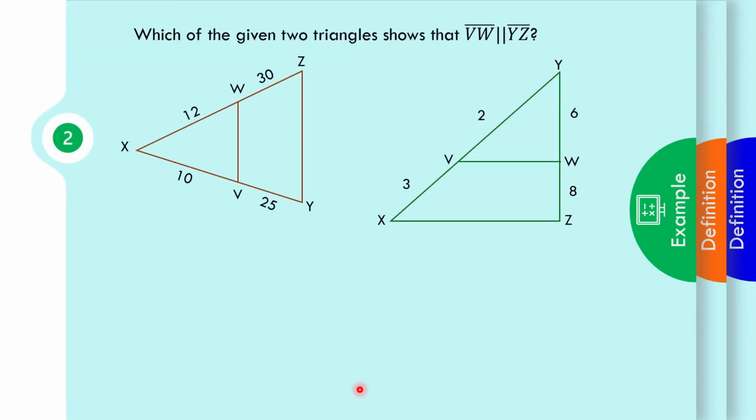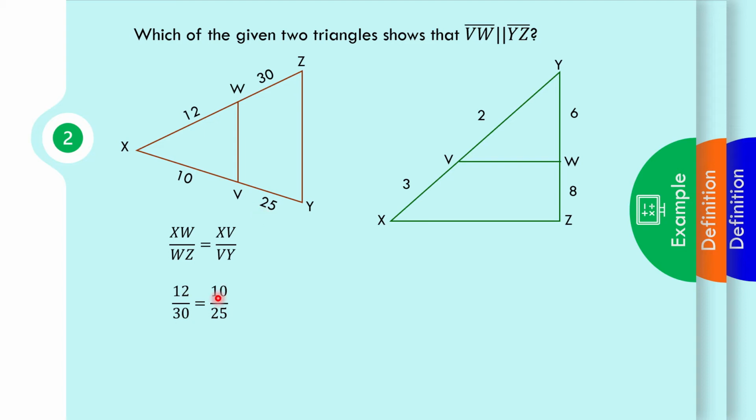Let us have number 2. Which of the given triangles shows that VW is parallel to YZ? Remember that in the converse of the proportionality theorem, the line should divide the sides of our triangle proportionally. So for us to know whether VW is parallel to YZ, let us check whether the two sides are proportional. For number 1, we can say that XW over WZ is equal to XV over VY. So let us substitute the values of each length. Therefore, we have 12 over 30 is equal to 10 over 25.